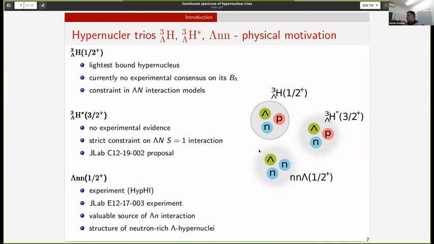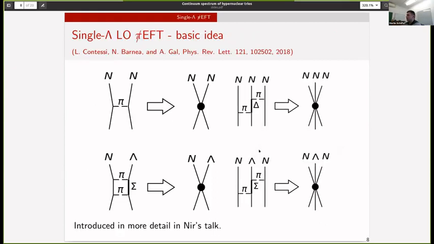So this state is actually a valuable source of the lambda-neutron interaction, because of course the scattering data which we have comes from lambda-proton. And this, of course, is interesting because of the structure of neutron-rich lambda hypernuclei.